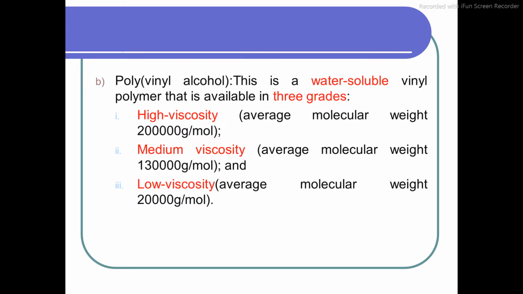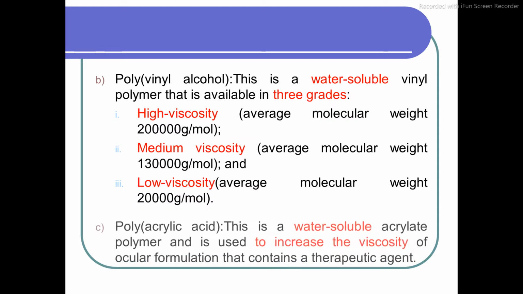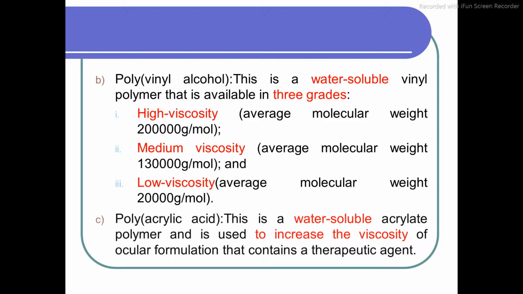Second example of a viscosity increasing agent is polyvinyl alcohol. This is a water soluble polymer and it is available in three grades. First one is the high viscosity grade, second medium viscosity, and low viscosity grades. And another example is polyacrylic acid. This is again a water soluble acrylate polymer and is used to increase the viscosity.